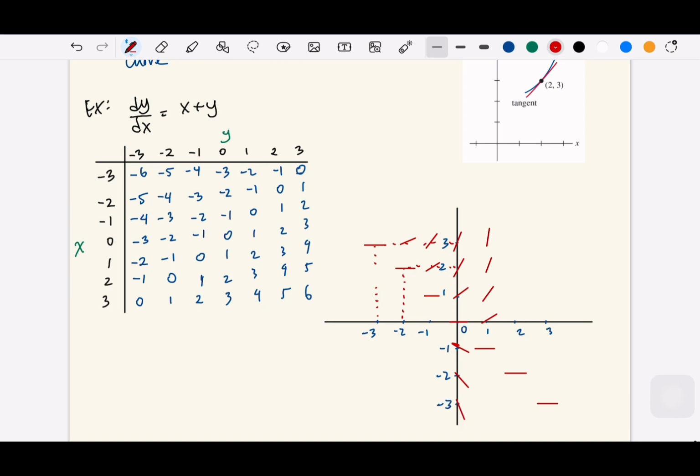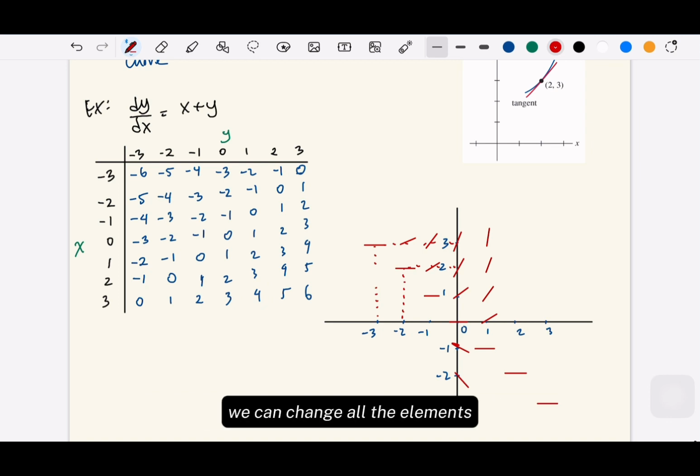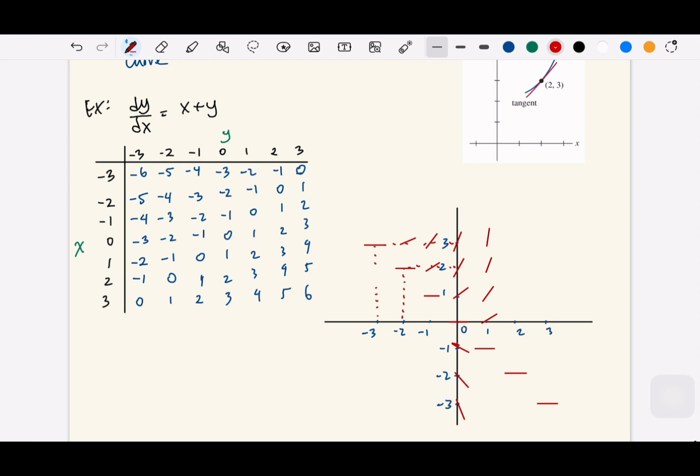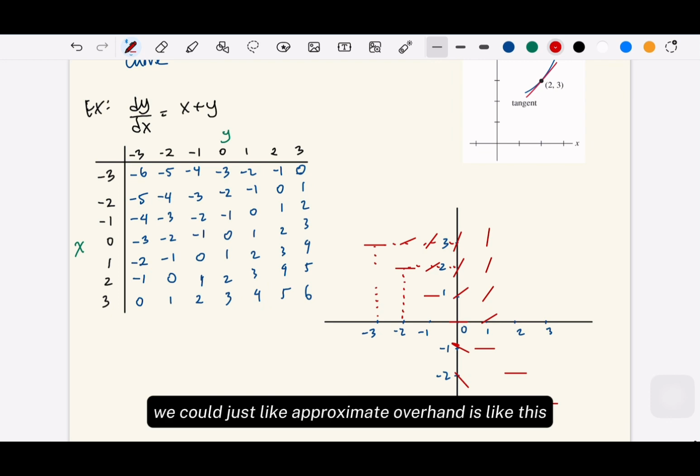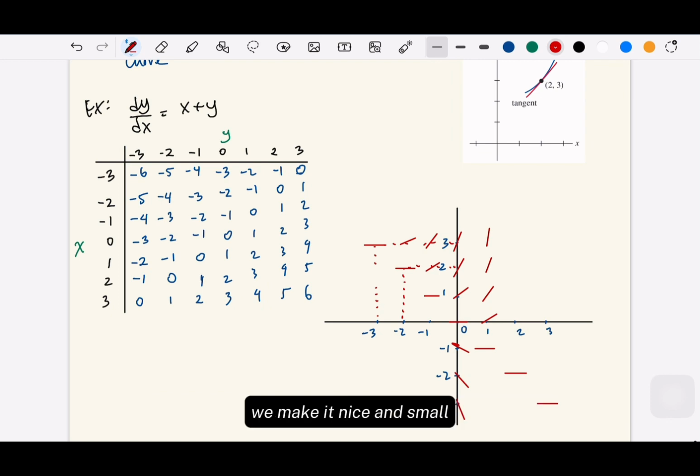And I think we can change all the elements. This n, I'm not sure at first, but n is how many slope fields that we want in one take. So 10 is like this, and then let's say 15 like that. So the more you have, the more arrows there will be. And of course, we could just approximate, like, perhaps it's like this, if we make it small.